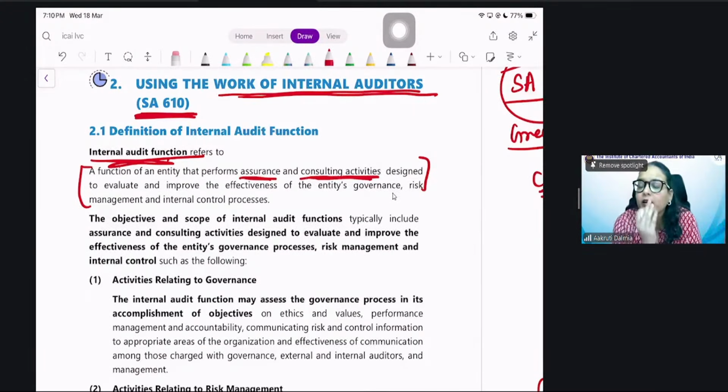So in internal audit, are we doing only assurance work? Is true and fair view the only work we are doing? No. We are doing assurance and consulting, which is designed to evaluate and improve. In audit, we only evaluate, right? Is the purpose of audit to improve the company? Is that the primary objective, that I want to improve the company? No. If the company is having loss, and they have reported loss, I will say true and fair view.